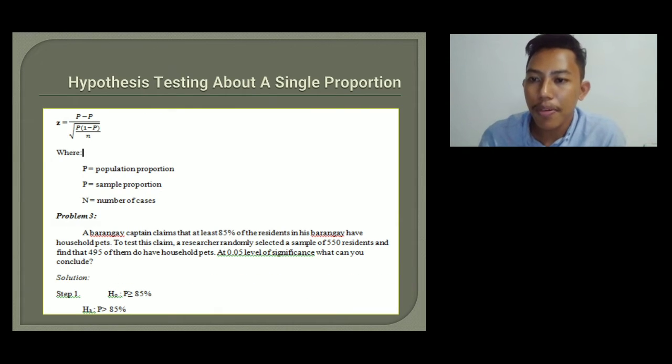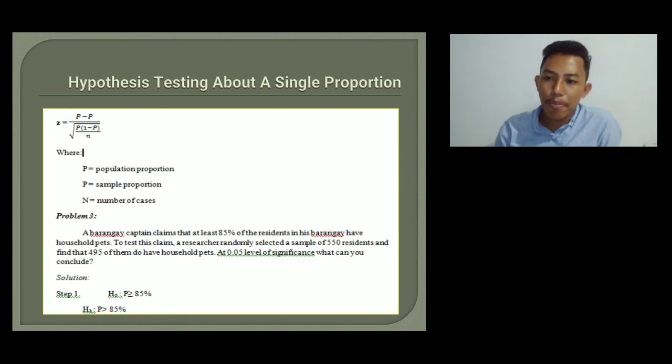The next is hypothesis testing about a single proportion. So we need to follow this equation: z equals P sub 1 minus P sub 2 over the square root of P sub 1 times 1 minus P sub 1 over N. Our P sub 1 is the population proportion, our P sub 2 is the sample proportion, and N is the number of cases.